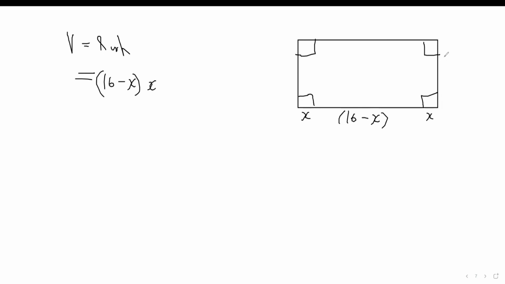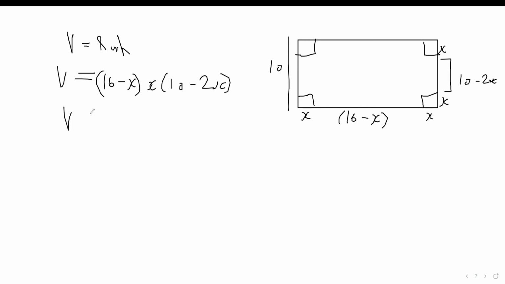Then the height of the tray is this side right here. If this is x and this is x, and the whole thing was 10, then another piece here is 10 minus 2x, in order for the whole thing to be 10. Remember, the whole side here is 10. So we can tell them that the height is 10 minus 2x. So that is volume, length times width times height.